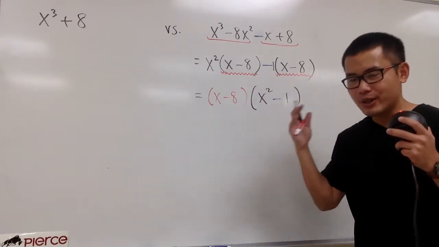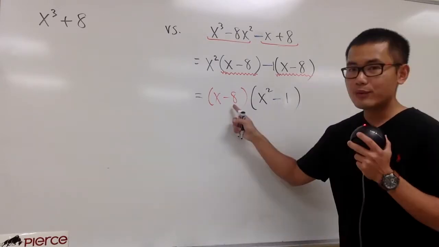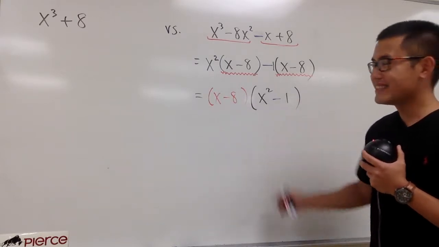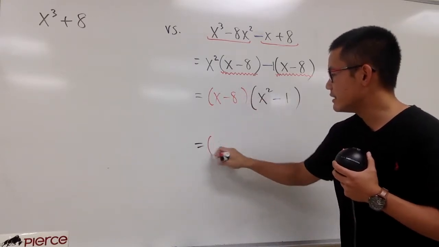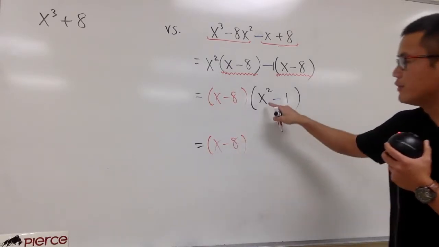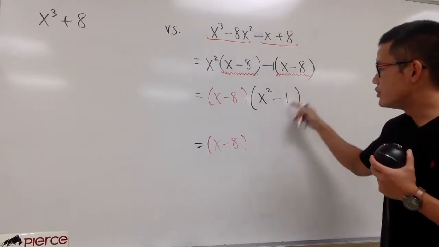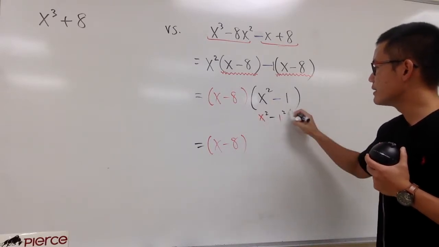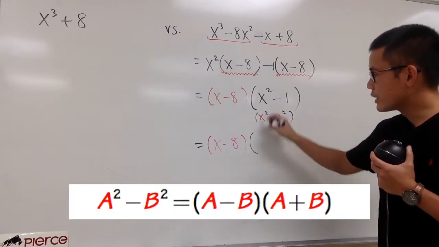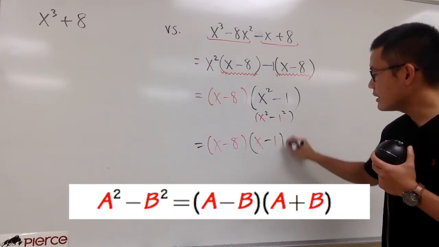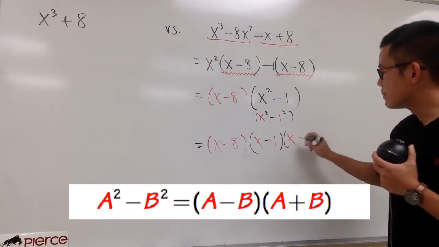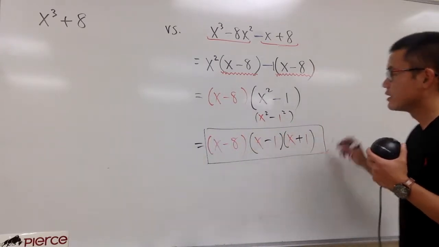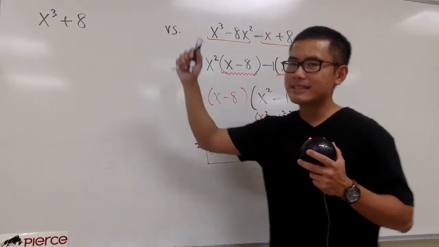And now, you should always ask yourself, you should always double check. Can we factor more? This one, no, right? But this right here, yes, we can, right? Okay, so I'll just write this down again. This is the x minus 8. And to factor out x squared minus 1, I can show you this as the following. Write this as x squared minus 1 squared, right? So to factor this out, we will get x minus 1 times x plus 1. The difference of 2 squares. Right? And this right here is it. For that.